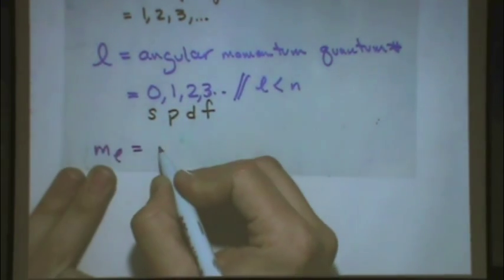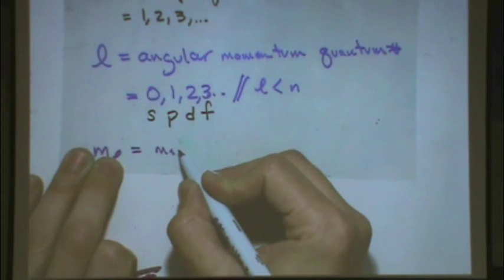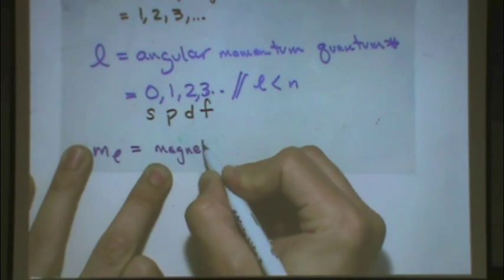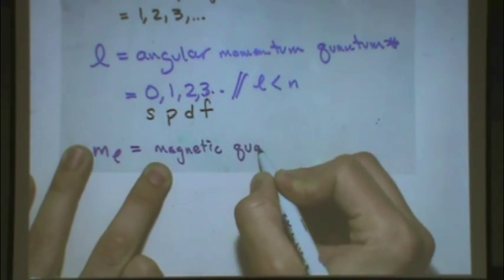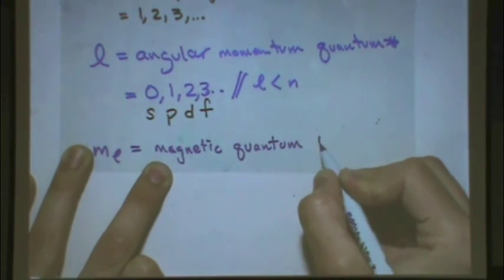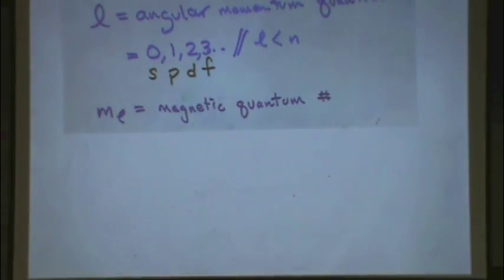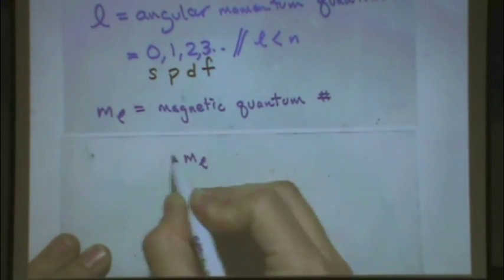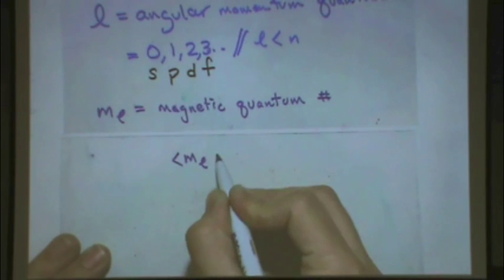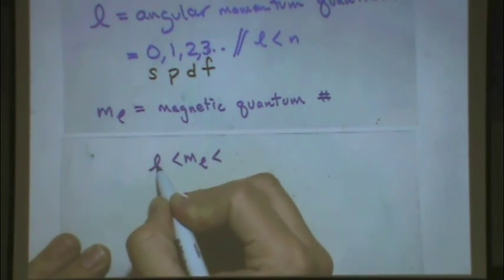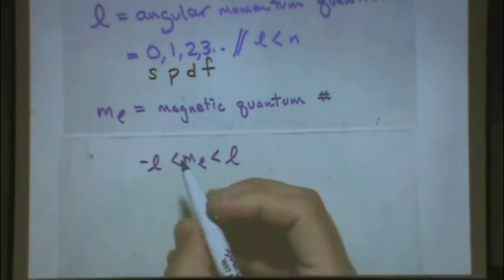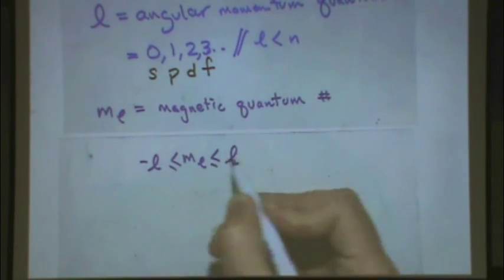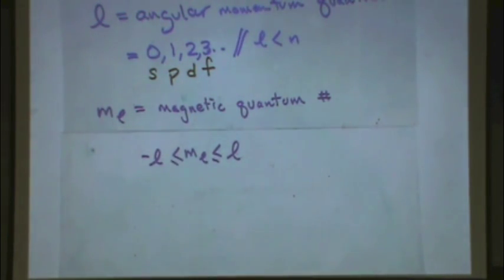M sub L. This is the magnetic quantum number. Magnetic quantum number. M sub L is a little different, but it's also a number. It's bound by negative L and L, and it includes both of them. So it's between L and minus L. So M sub L is totally tied to L.